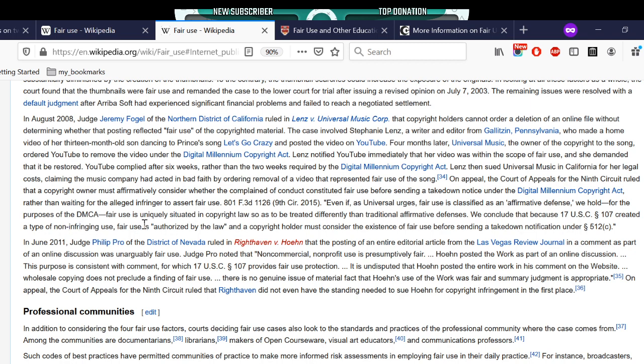In June 2011, Judge Philip Pro of the District of Nevada ruled in Righthaven versus Hoehn, or Hohn if it's a German pronunciation, that the posting of an entire editorial article from the Las Vegas Review-Journal in a comment as part of an online discussion was unarguably fair use.